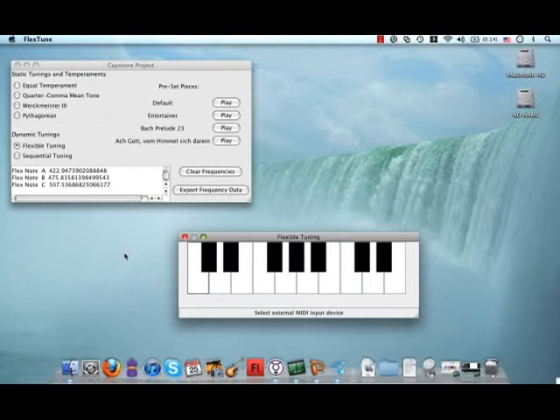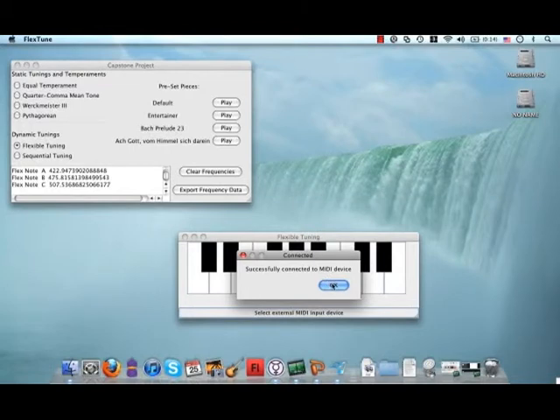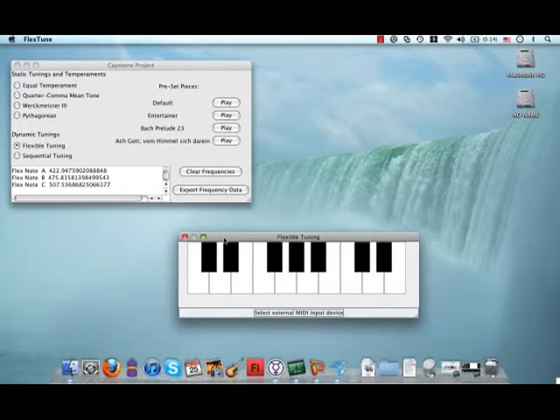The program can be played in real time, either using the computer keyboard, clicking the keys on the screen, or through the use of an external MIDI device. It can also play several preset pieces. All playing options can utilize any of the tuning systems, both static and dynamic, and the tuning systems may be changed at any time, including during preset pieces.